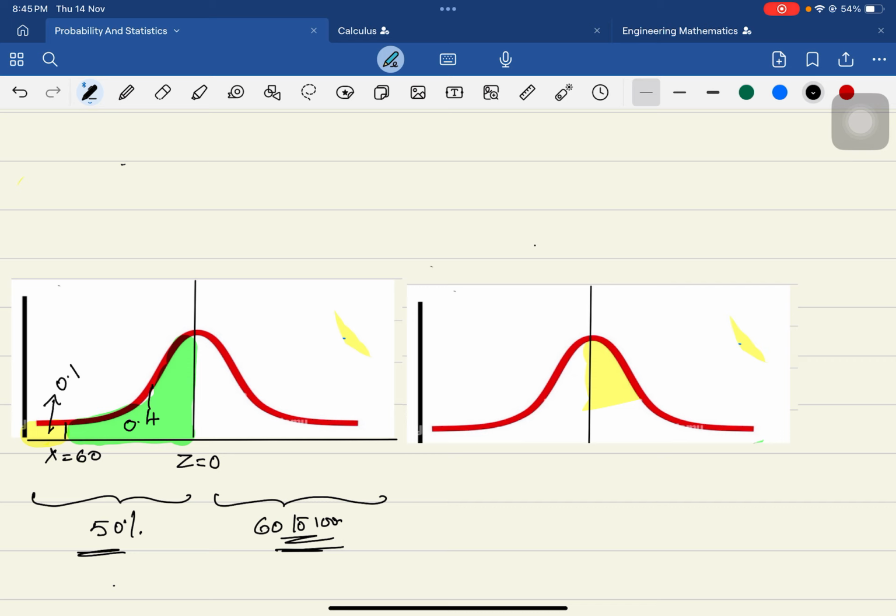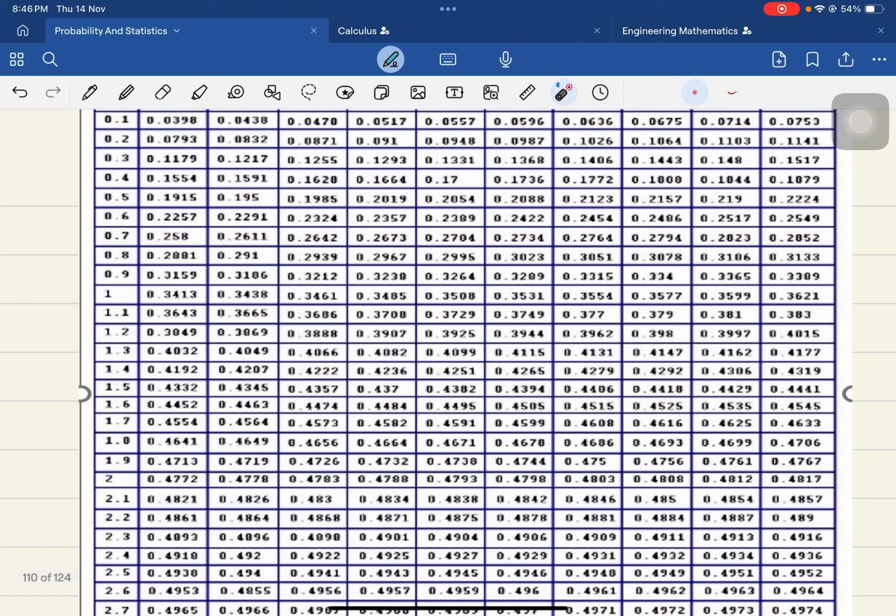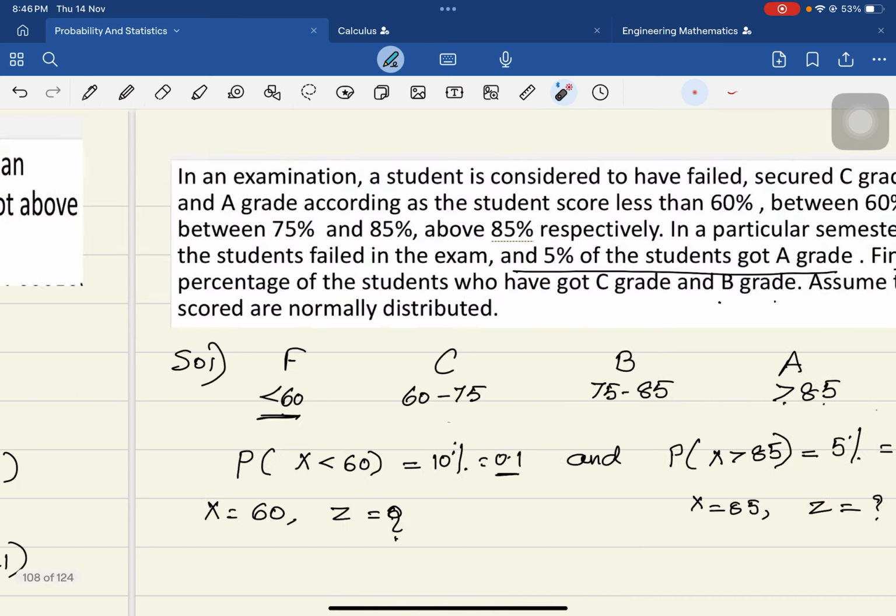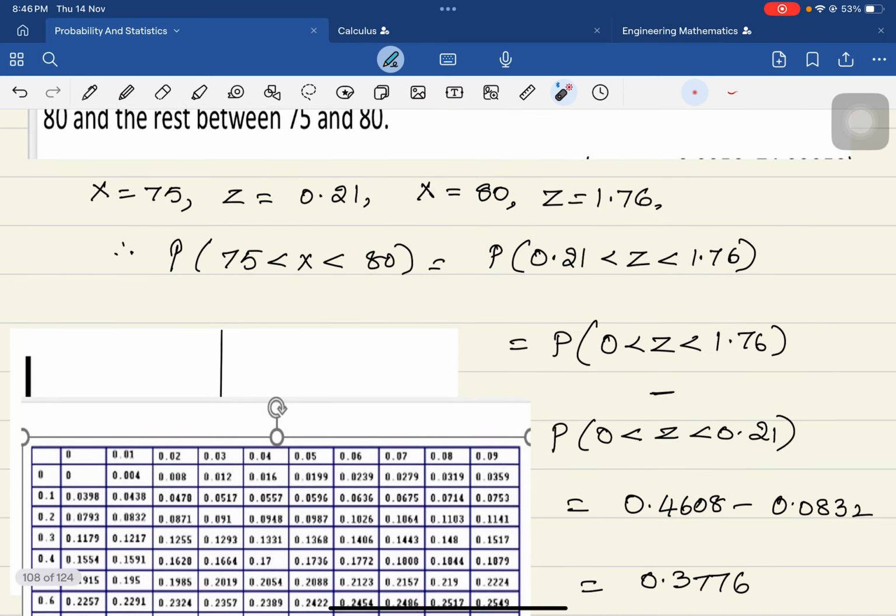So now our job is to find which Z value corresponds to the area 0.4. That means what is Z when X is 60. This is what we are going to find from the Z table. So let us see 0.4 in our Z table. 0.4015 corresponds to this value, corresponding to 1.2 and above is 1.9. So this is the value you can see as 1.9.